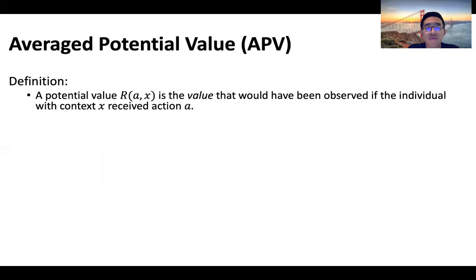Now, let's talk about the first issue, the value function. We first define a concept called potential value. A potential value R(A,X) is the value that would have been observed if the individual with context X received action A. Here, R(A,X) can be a metric of interest, such as revenue or the click-through rate.